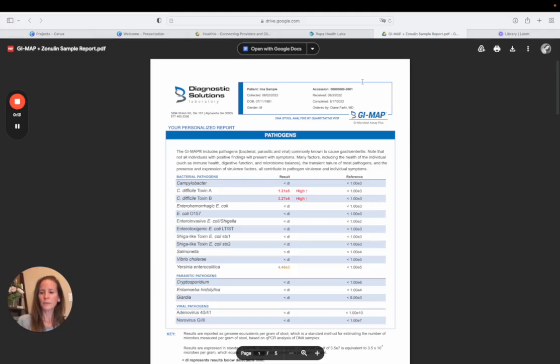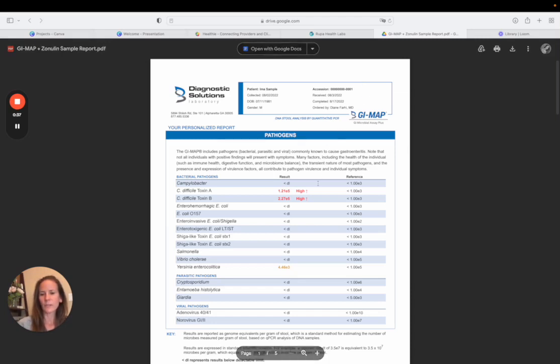Okay, so let's do a quick overview of the wonderful information that can be gleaned from using a GI map test with Zonulin. And this is the test that I use for everyone that I work with to evaluate gut health and get a really deep look at what is happening within the body that cannot be seen through regular labs or even through a scope, for example.